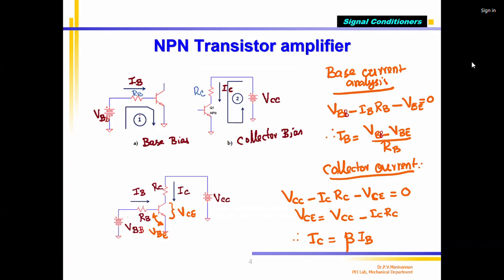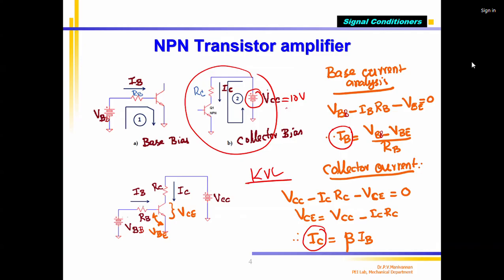Next one is, this is to compute the IB. How will you calculate IC? I can calculate IC equal to beta times IB. That is one formula. Another one we can calculate using another formula. In this circuit, I am giving VCC equal to 10 volts. This is called the supply voltage. According to KVL, Kirchhoff's voltage law, what does it mean? Supply voltage minus the voltage drop across this resistor. The current is called IC, and the voltage is VRC. That means the voltage drop across this is IC multiplied by RC.